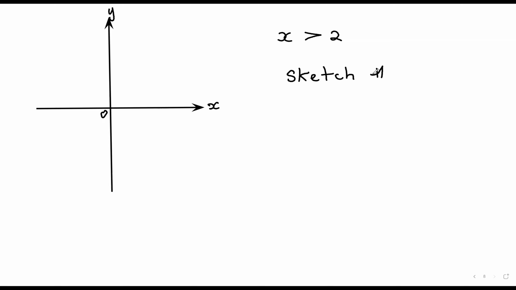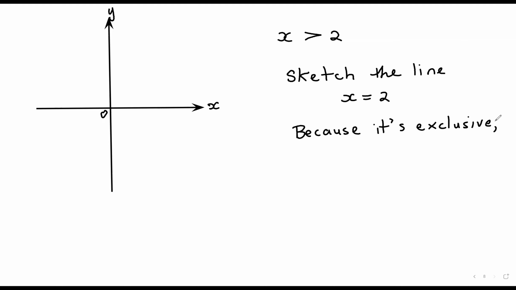So we would sketch the line x is equal to 2 on the graph, right? And as we know, x is equal to 2 is a vertical line passing through the point (2, 0), right? However, because it's exclusive, you need to use a broken line. So in the same way that with the number line, you would use an unshaded circle, on a graph, you're going to use a broken line.